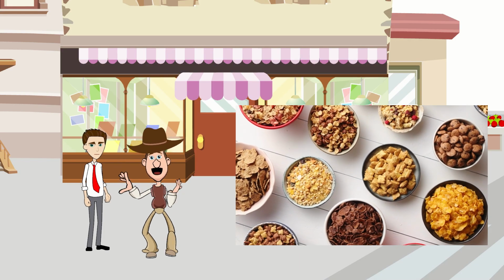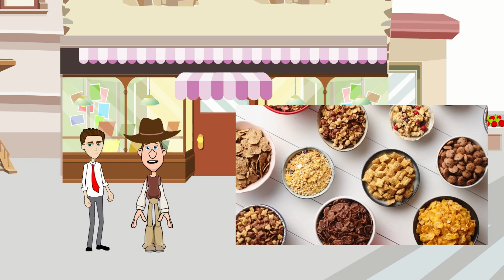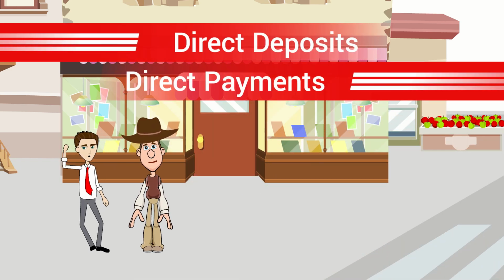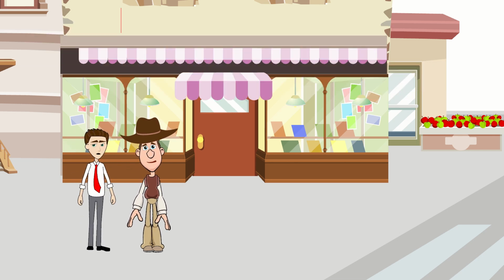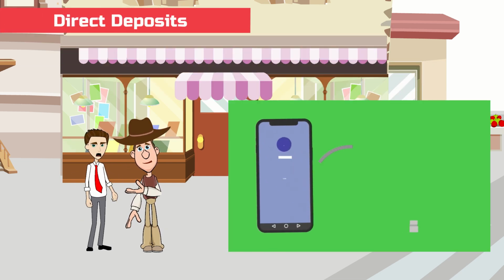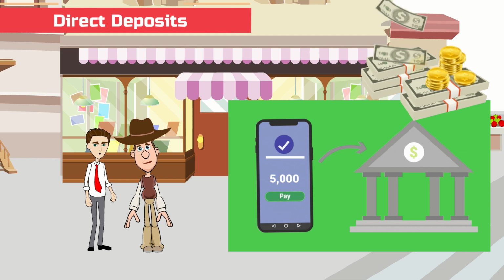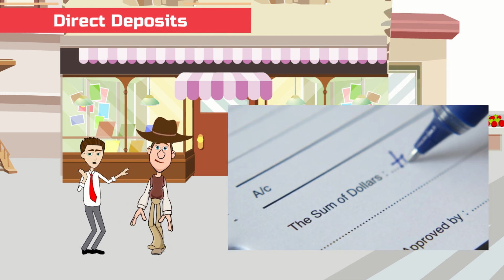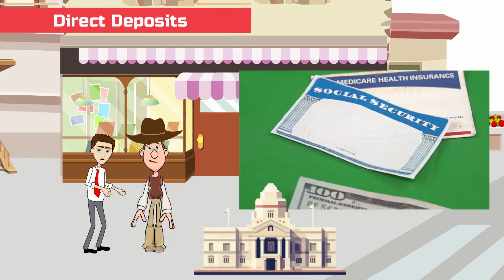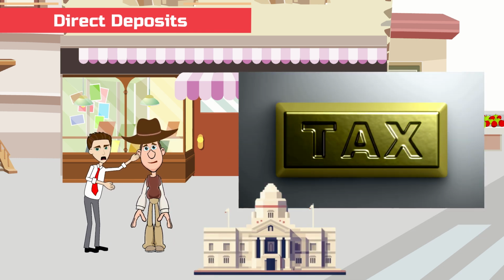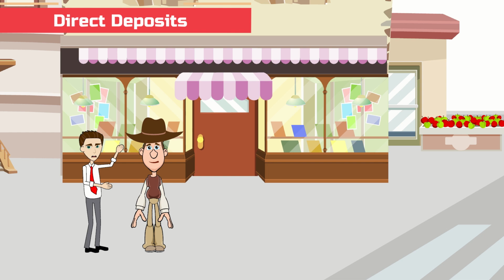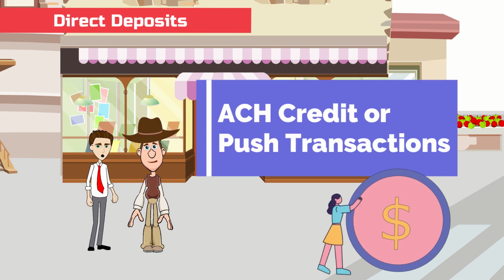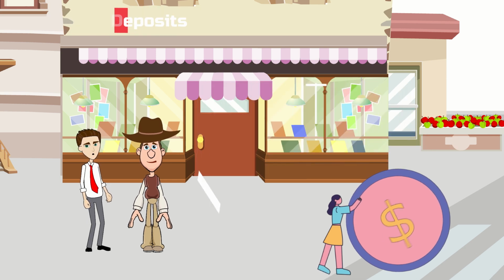Are there different types of ACH transfers? There are mainly 2 types of ACH transfer: direct deposits and direct payments. With direct deposits, as the name suggests, you receive money into your account via the ACH network. It could be your paycheck from your employer, government benefits through Social Security, tax refund from the government, etc. They are also referred to as ACH credit or push transactions, since the money is pushed into your account.